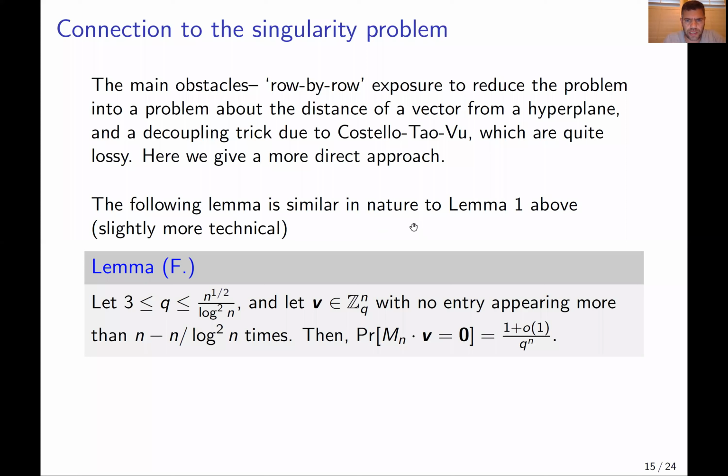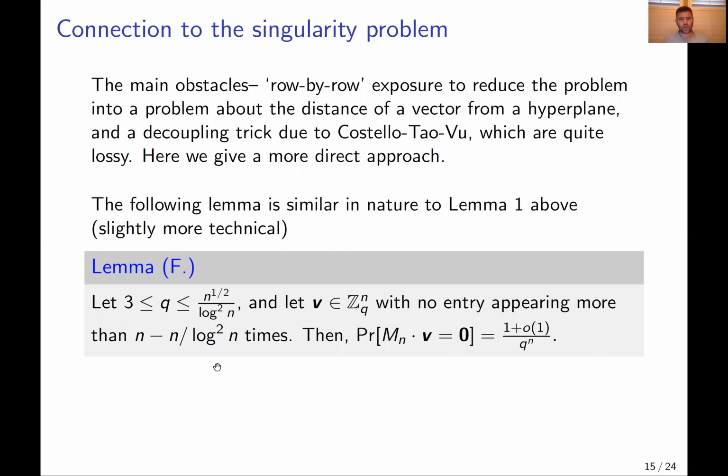So the following lemma is quite similar in nature to lemma 1 above, and I will sketch the proof soon. It is slightly more technical. Here I prove that if you take q to be any prime between 3 and n to the 1/2, ignoring the logs for a second, it's not really important, and you give me any vector v in Z_q^n with no entry that appears more than n minus n over log square n many times.